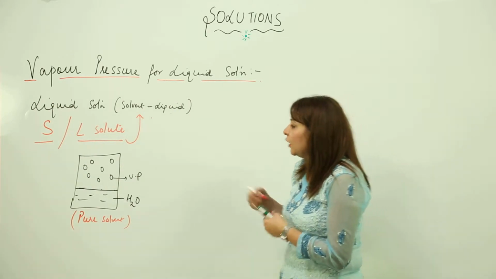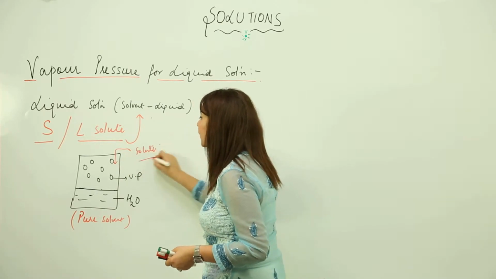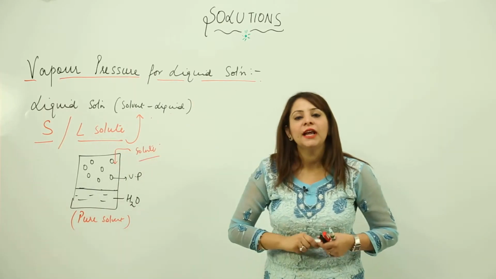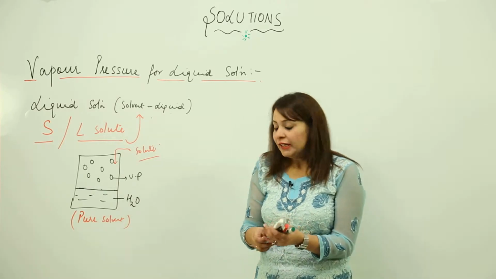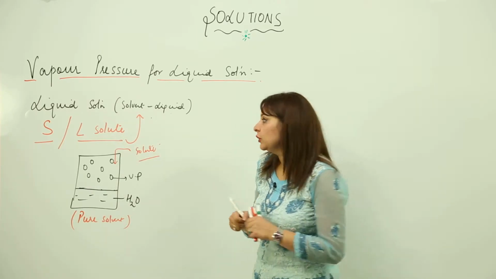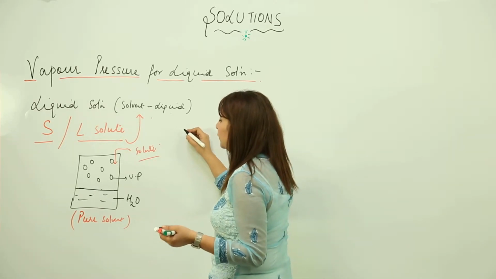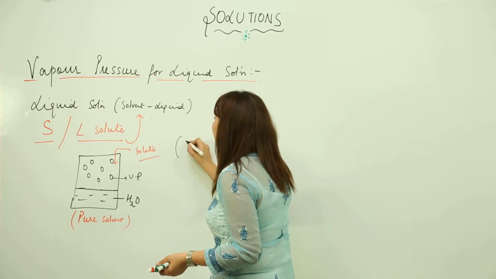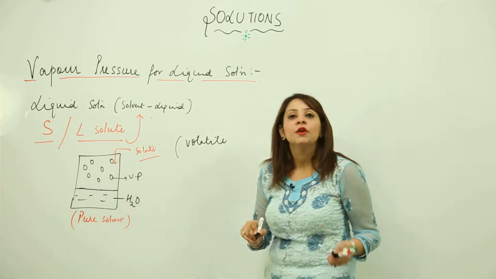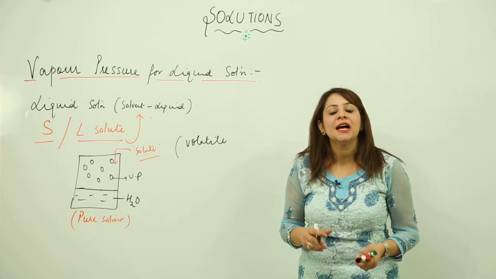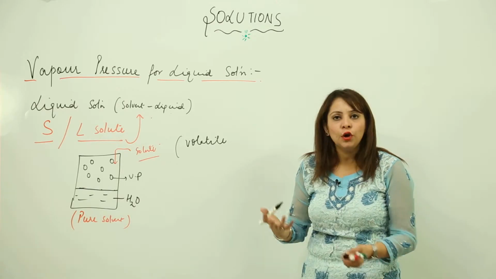Now what happens when I add some solute into it? Definitely it is going to affect the vapor pressure. Now let us take an example. Suppose I am adding a solute which is a volatile solute. What do we mean by volatile? Volatile means the solute or substance which has a tendency to evaporate. Right. So I can have a volatile solute.